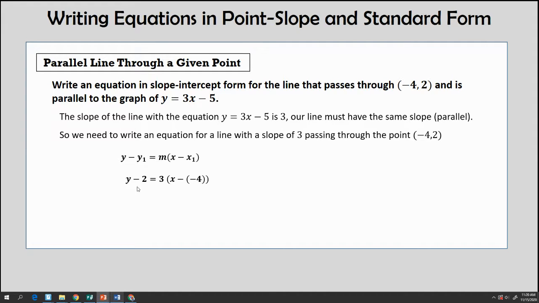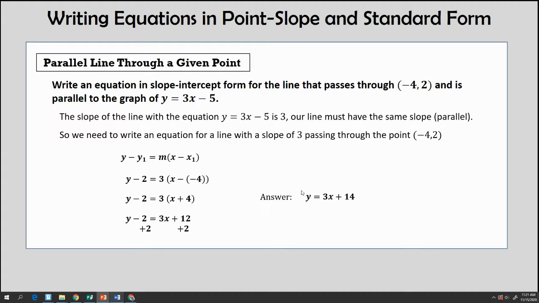Now, if I just solve this for y, it's in slope-intercept form. I don't have to go find b separately. So let's go ahead and rewrite this. Instead of negative minus a negative, it's really plus 4. Distribute our 3. And now if I just add 2 to both sides, it's now in slope-intercept form. B is 14. I don't have to go find it independently now.